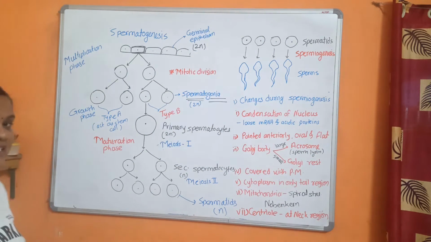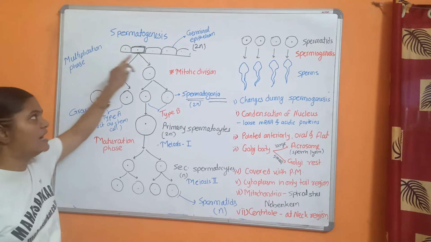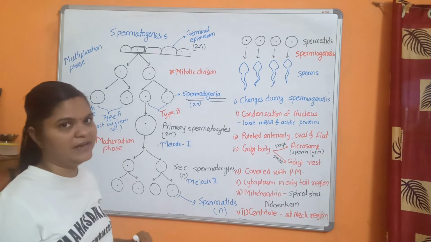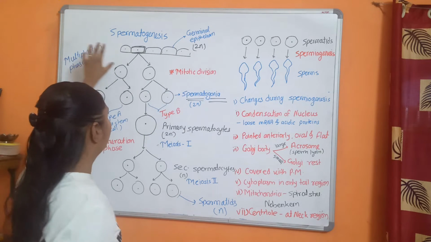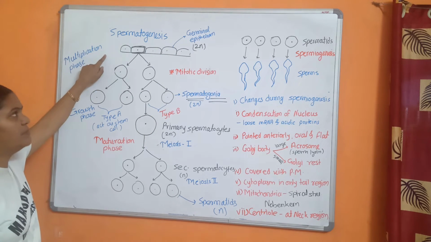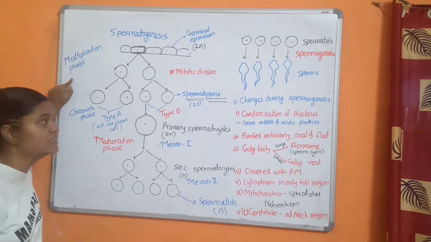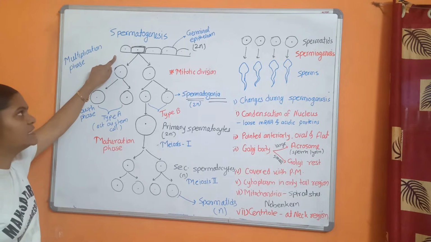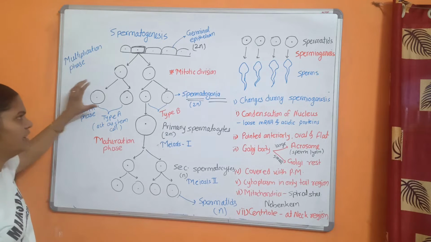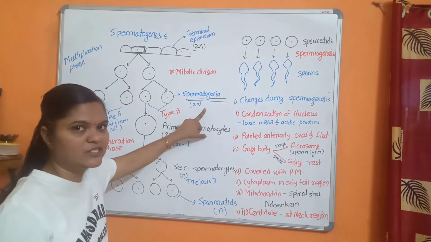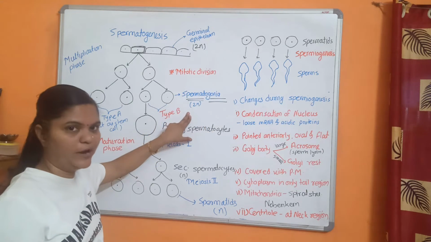So spermatogenesis takes place in the testes. Testes contain seminiferous tubules, and seminiferous tubules have a germinal epithelium. These germinal epithelium cells are diploid in nature. This germinal epithelium shows the first phase, called the multiplication phase, through which these germinal cells are divided mitotically. After the mitotic division, it produces the first cell, called spermatogonia.